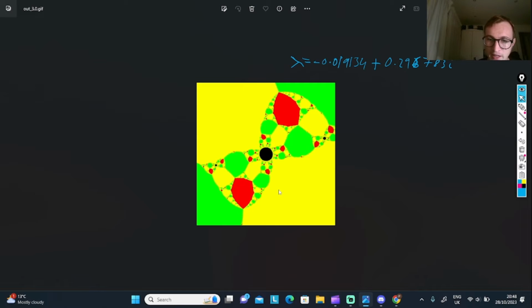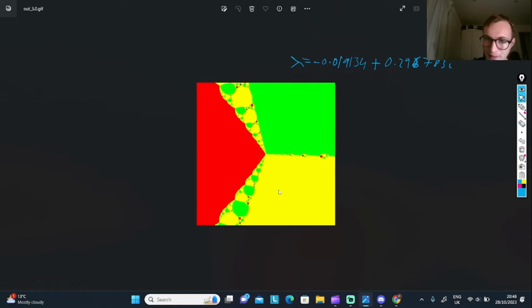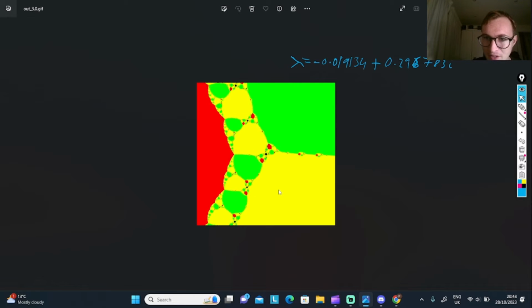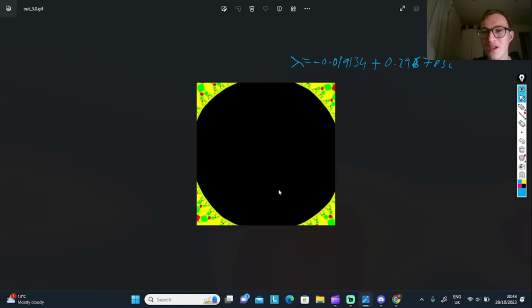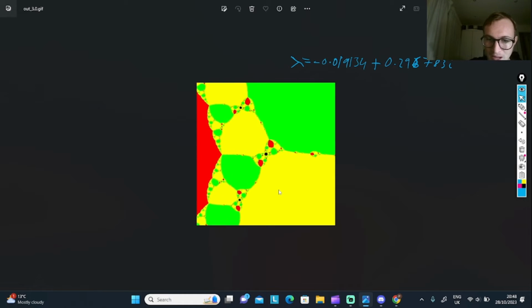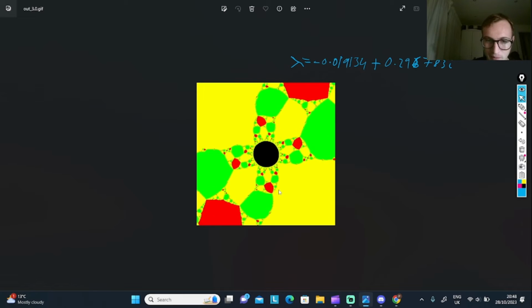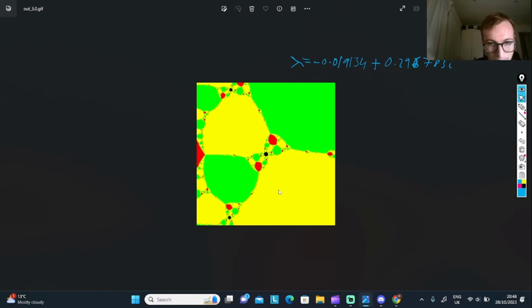Here, what we're looking at is an animation of the Newton's fractal of that polynomial that we were looking at earlier, when lambda is equal to minus 0.019134 plus 0.296783i. So a very random value. Let's let it zoom in a bit. If we look at the start, it doesn't look like the black points are very significant, but when we zoom in, we do see that they are there.